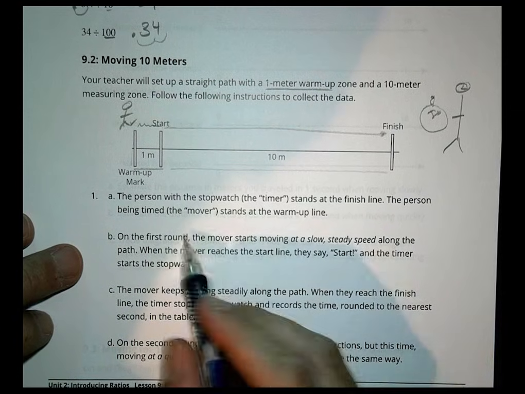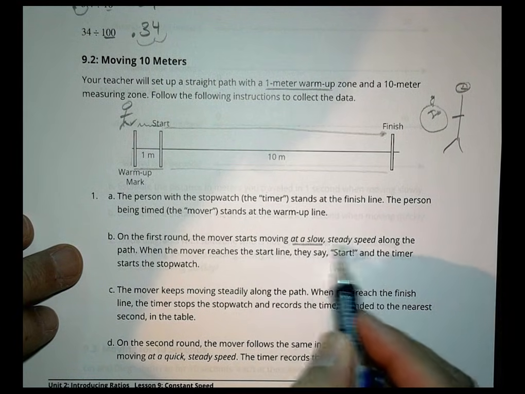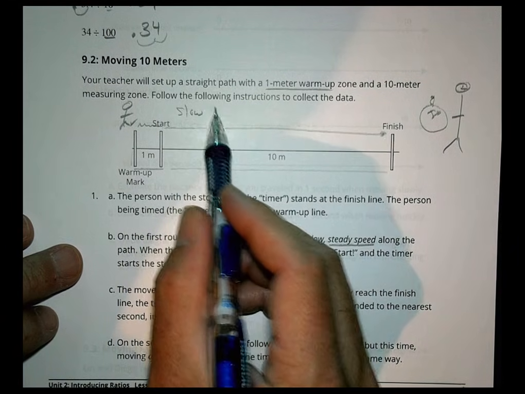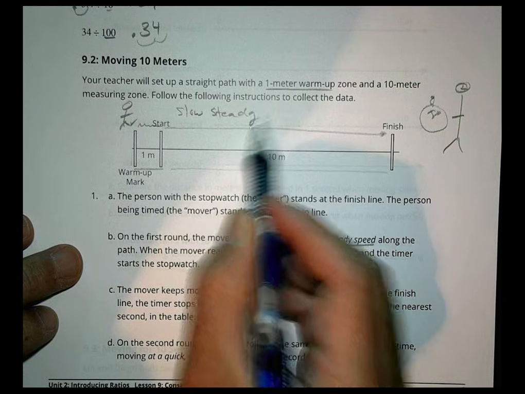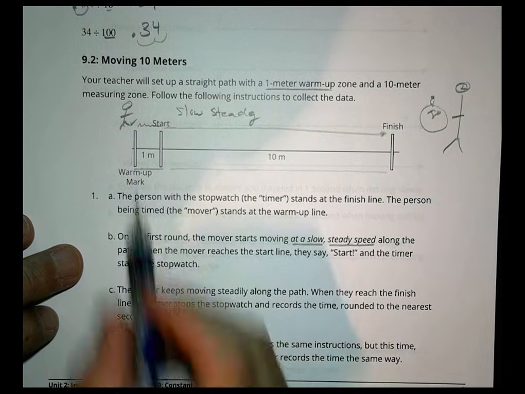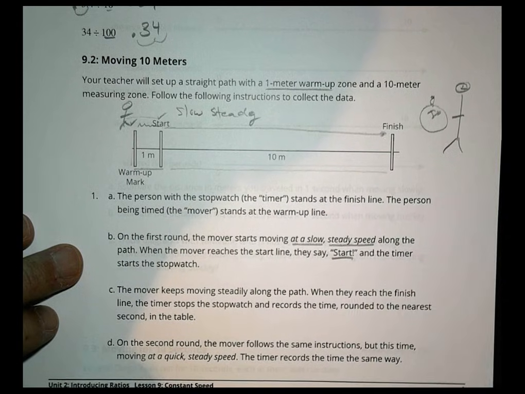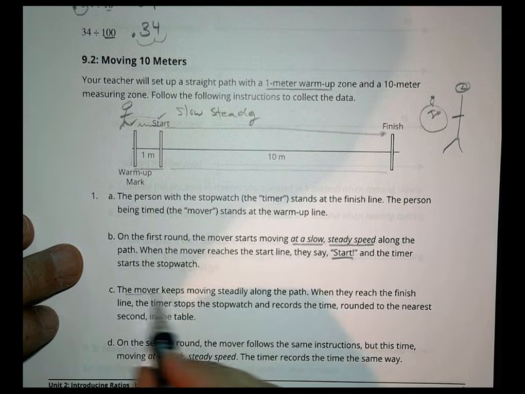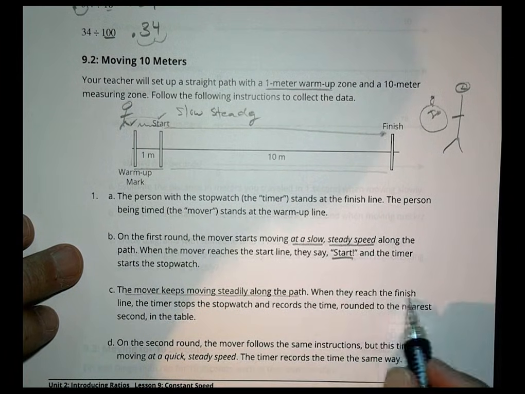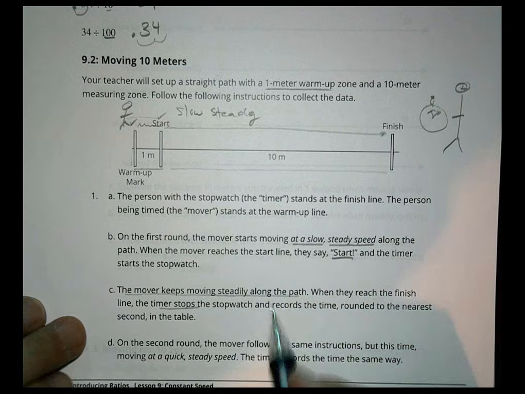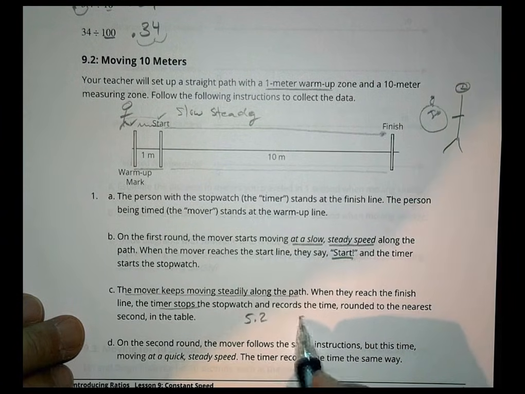In the first round, the mover starts moving at a slow, steady speed along the path. So first we're going to go slow and steady. When you, the mover, get to the start line, you yell start, so your partner can start the stopwatch, and then they'll stop it once you get there. The key thing is the mover keeps moving steadily along the path, and when you reach the finish line, the timer stops the stopwatch. Then we record it on the table. Round to the nearest second, so get it kind of close. If it's 5.2 seconds, just call it 5.